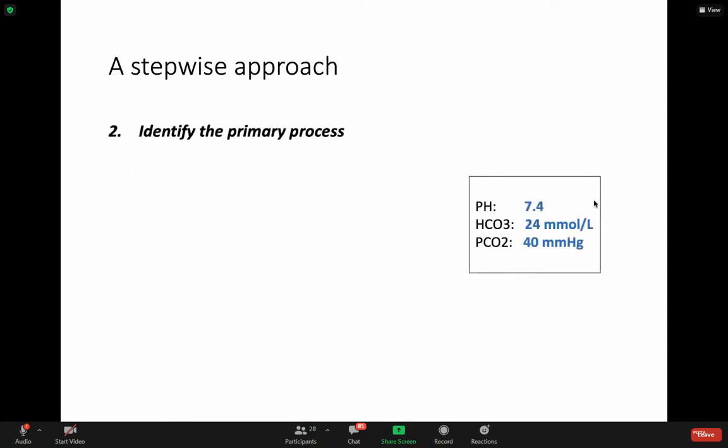Okay, so how would we identify the primary process? So second step is to identify the primary process. I have to keep in my mind the normal values, okay? طبعا هنا ما أقدر أخذ الرينج. I would put like a cutoff point and, based on it, decide which primary process I'm dealing with.